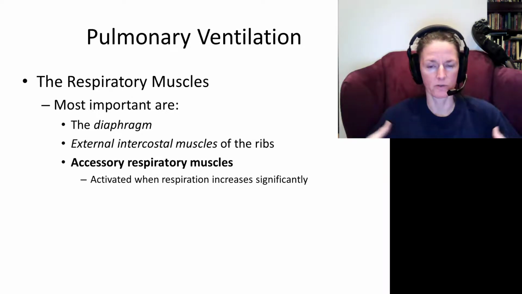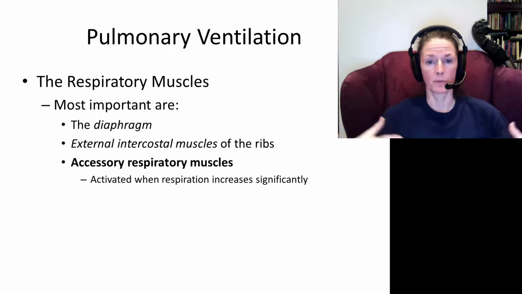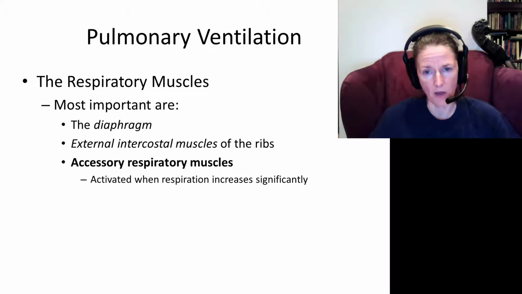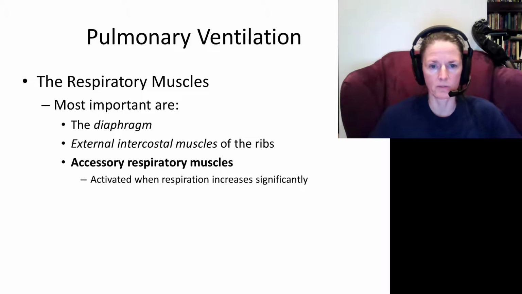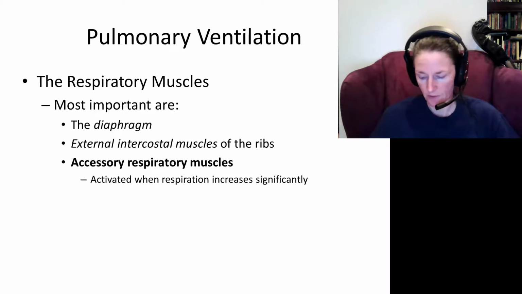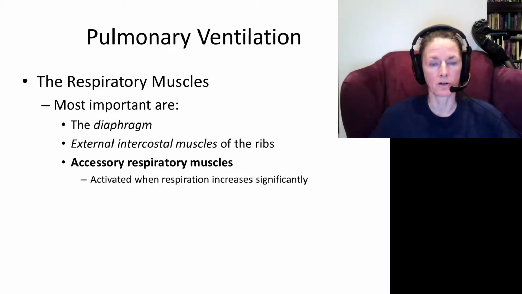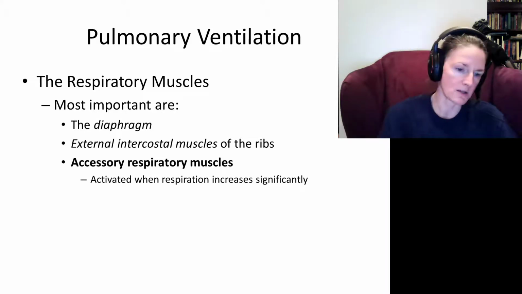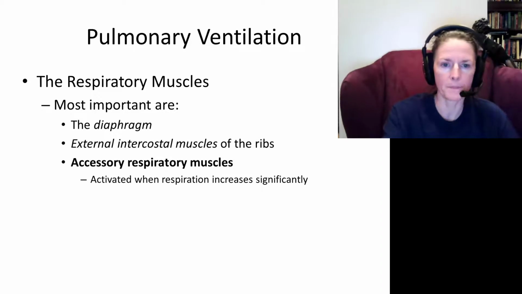We might even recruit the serratus anterior. And these would help us get even larger inhalations. And these are accessory respiratory muscles. By the same token, if we're really breathing hard and we have to force more air out of the lungs, we might recruit some accessory respiratory muscles, such as the internal intercostal muscles, the thoracic transversus, and the abdominal muscles.